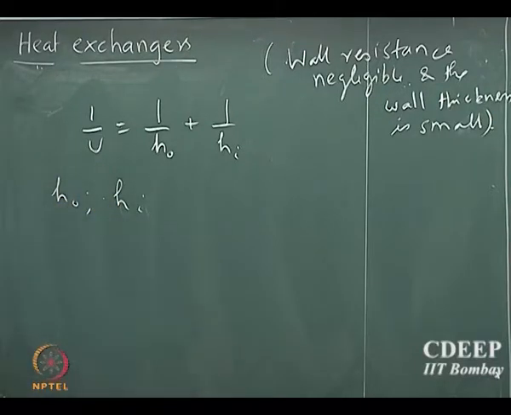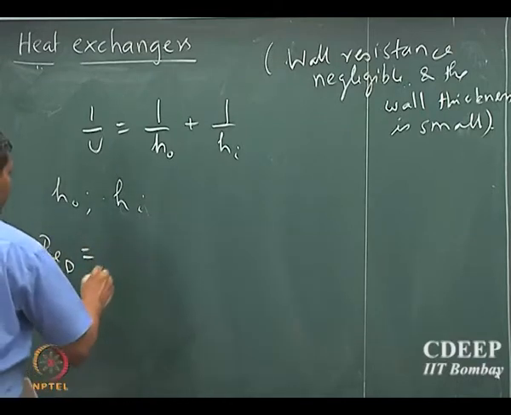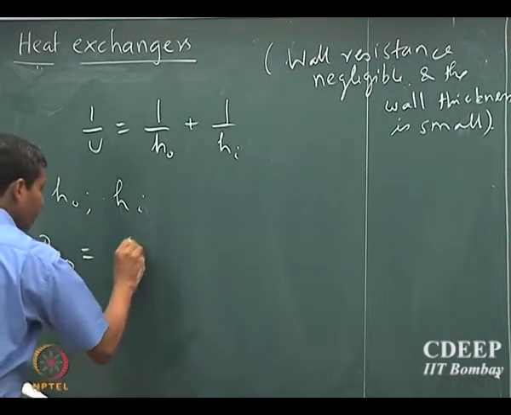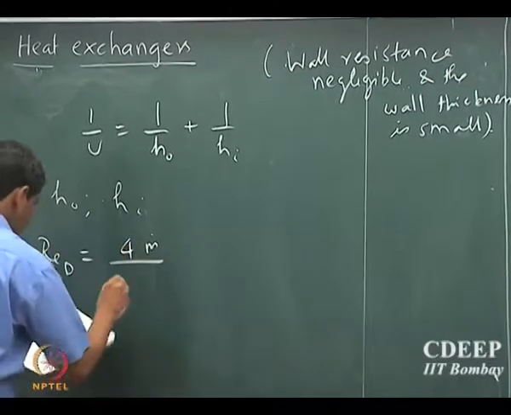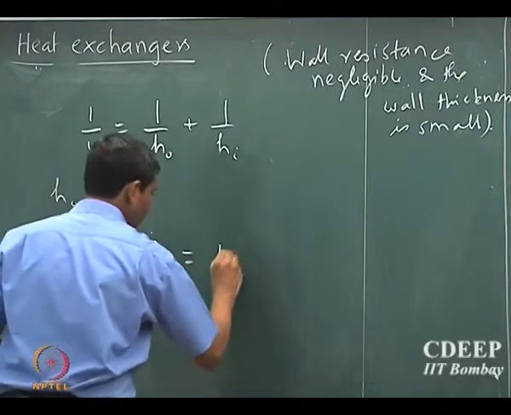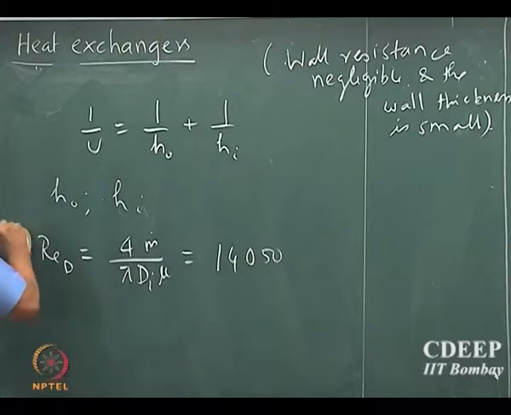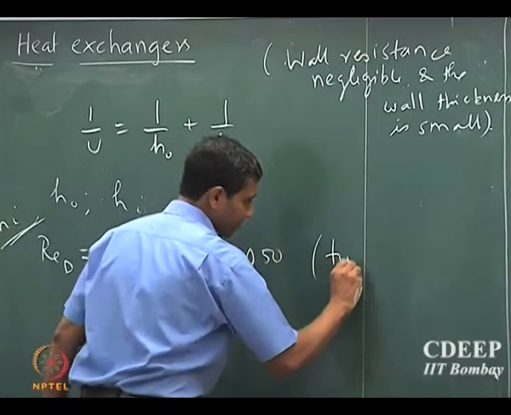How do we find them? We can get the correlations. The Reynolds number for the inside would be 4 m dot by pi di mu. That is about 14,050. This is for the inside, to calculate Hi. So the Reynolds number of the flow through the inside tube is about 14,000, so clearly it is a turbulent flow.